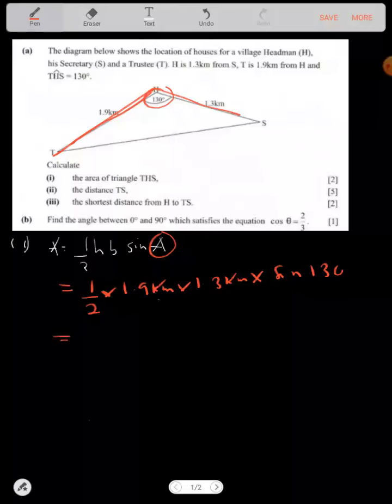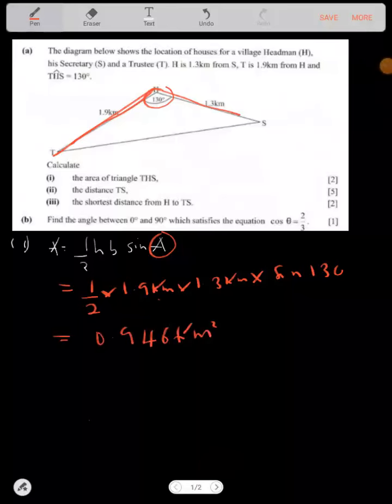The kilometer and kilometer, when they multiply, give kilometer squared. So you start with sine 130. You multiply sine 130 by 1.3, and then by 1.9. Then we divide that answer by 2, and the area will give you 0.946 kilometer squared.